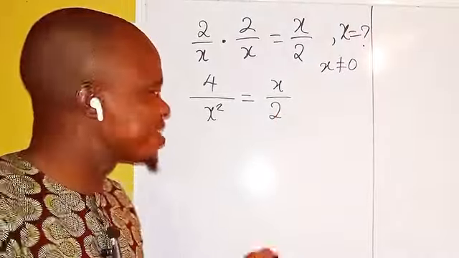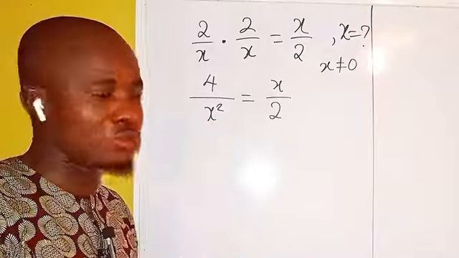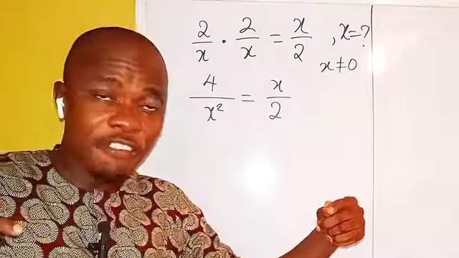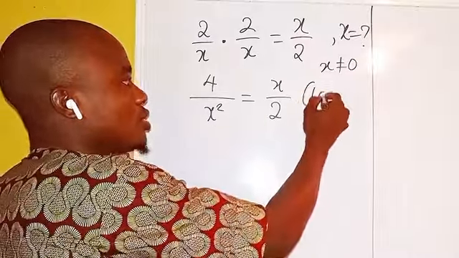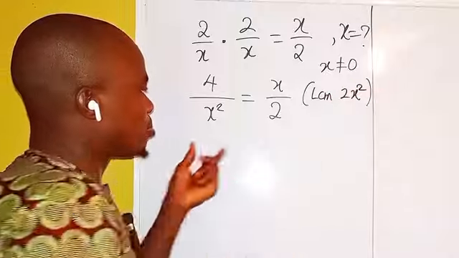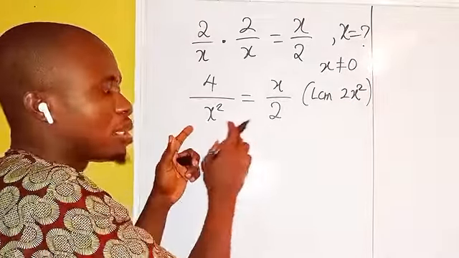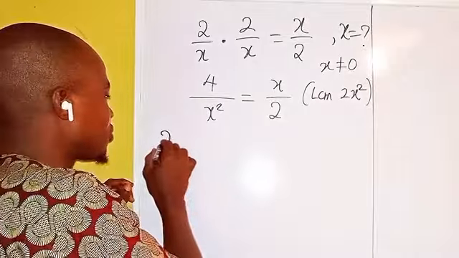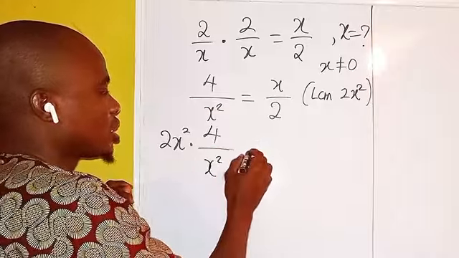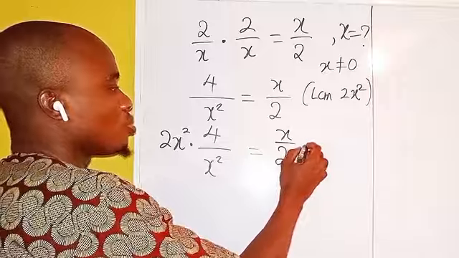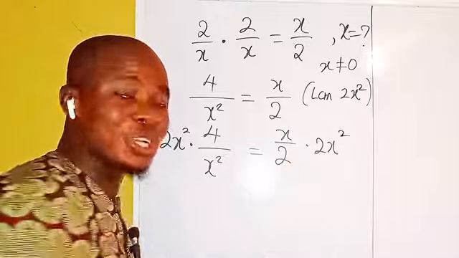Right? So now from here, the next thing we are going to do is, this is a fractional equation, so we need to make it in a linear form. To do that, we're going to take the LCM of the denominators, and the LCM is 2x squared, that is multiplying this and this together. So now we're going to multiply both sides by the LCM. We're going to have 2x squared multiplied by 4 over x squared, then equals x over 2 multiplied by 2x squared.